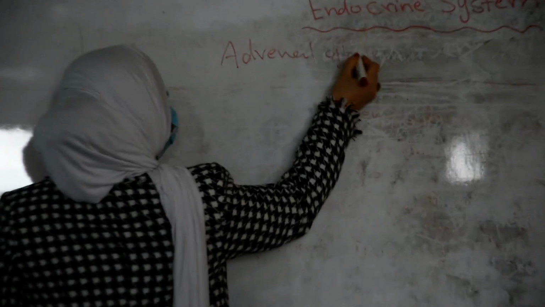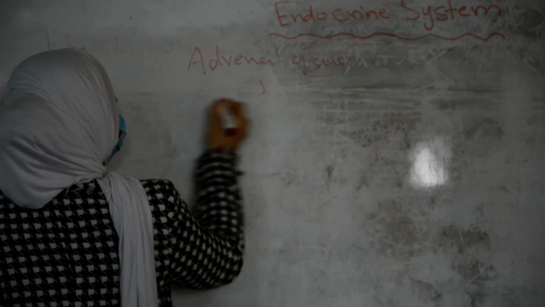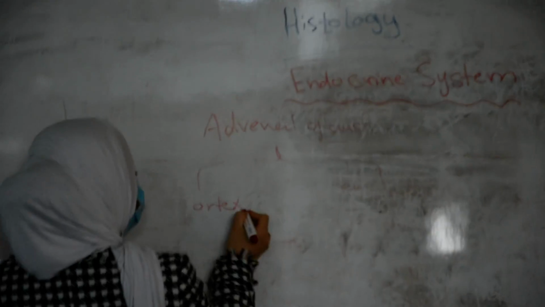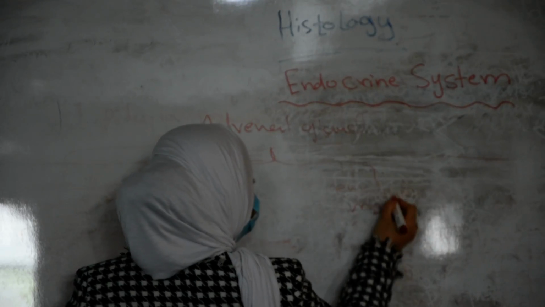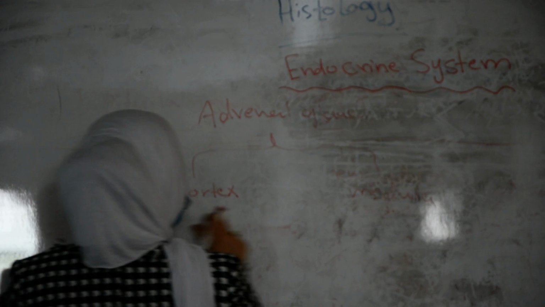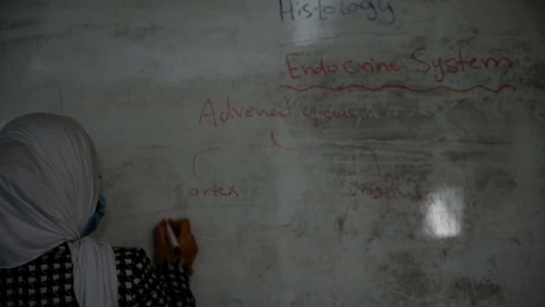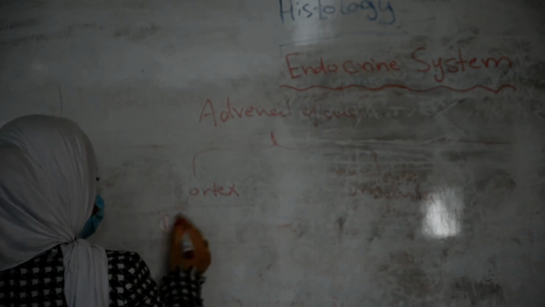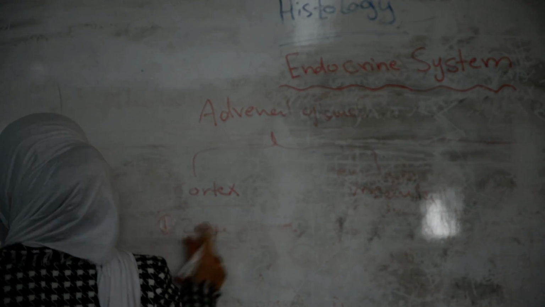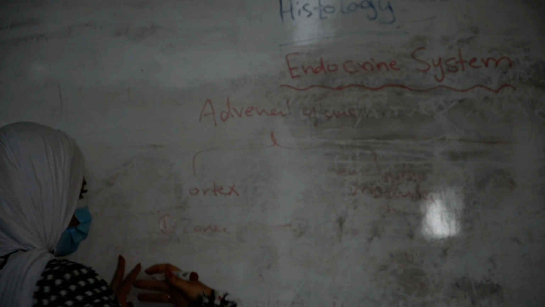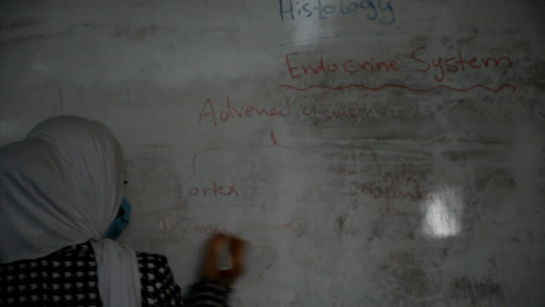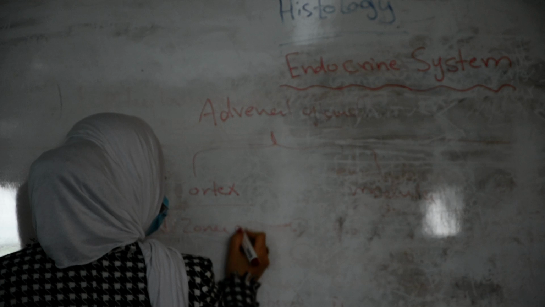Adrenal gland, cortex, and medulla. Its cortex is divided into three parts or zones, starting from outermost to innermost: zona glomerulosa.